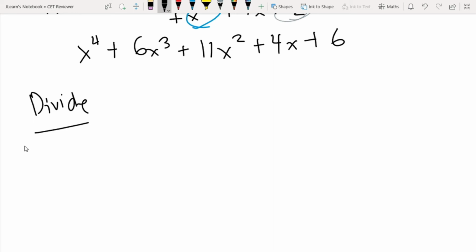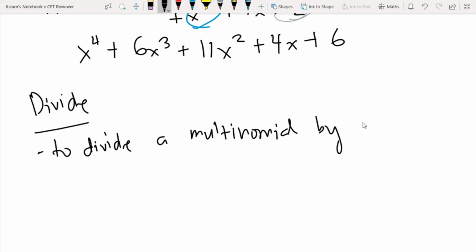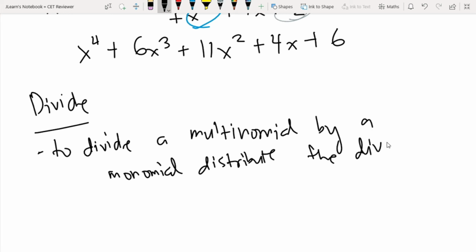So to divide a multinomial by a monomial, you just need to distribute the divisor. So what do I mean by that?